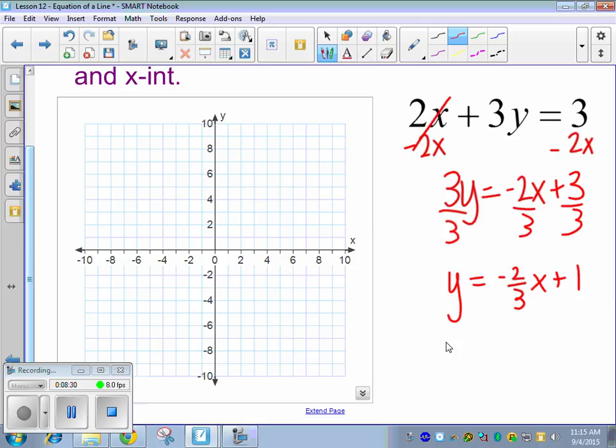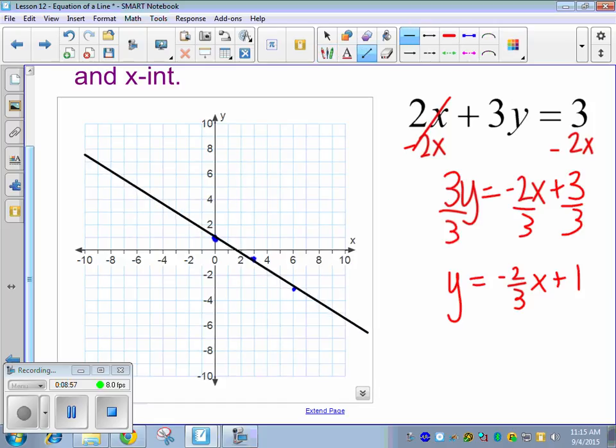Now we're going to go ahead and graph the line. So Lucas, what do I graph first? Good, +1 here. Okay, my slope is -2/3. So -2 meaning down 2, +3 meaning right 3, and down 2, right 3, down 2, right 3. Our line. Okay. All right, so we have our line.